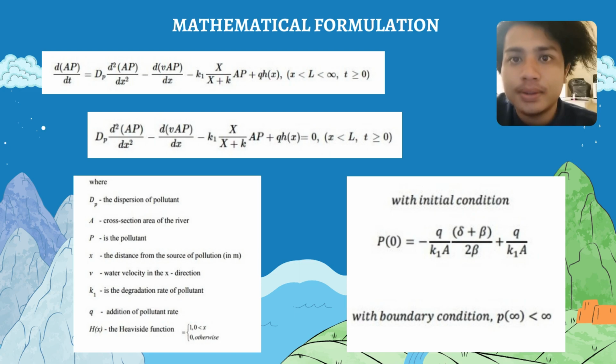Some of the description of the model: D is the dispersion of the pollutant, A is the cross section area of the river, P is the pollutant, x is the distance of pollutant spread, V is the velocity, K is the degradation rate of pollutant, Q is the addition of pollutant rate, and H(x) is the Heaviside function with an initial condition as you can see here. We consider the boundary condition since it's an open river.